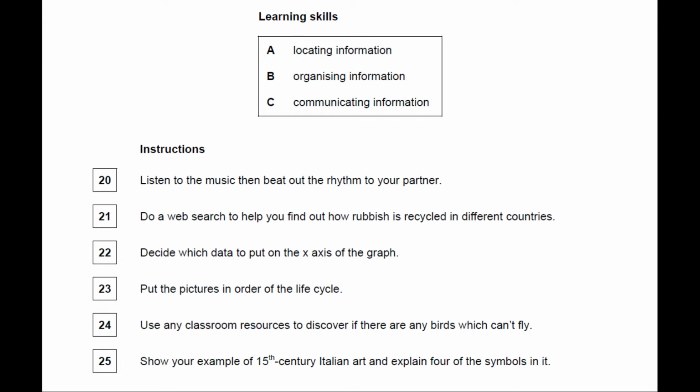22. Decide which data to put on the x-axis of the graph. This is organizing information. 23. Put the pictures in order of the life cycle. This is organizing information. 24. Use any classroom resources to discover if there are any birds which can't fly. This is locating information. 25. Show your example of the 15th century Italian art and explain 4 of the symbols in it. This is communicating information. Now, let's take a look at the answers.